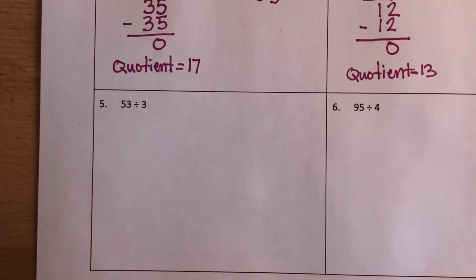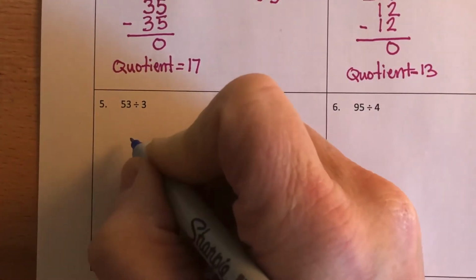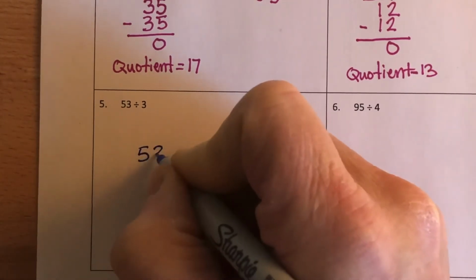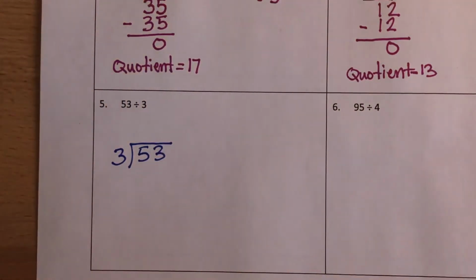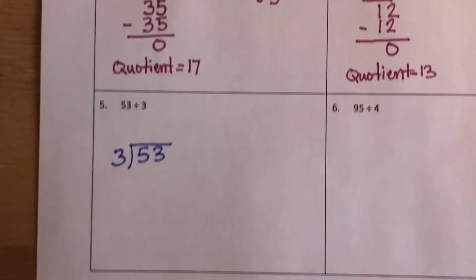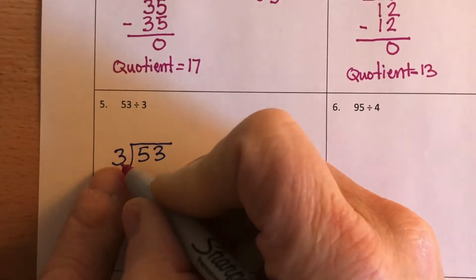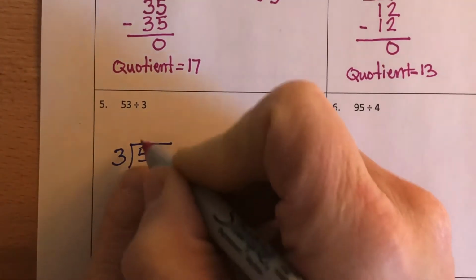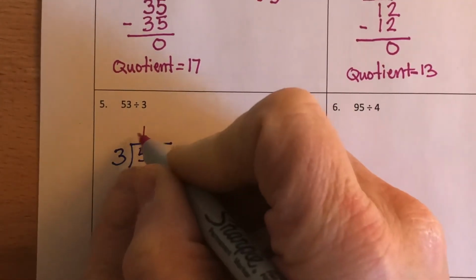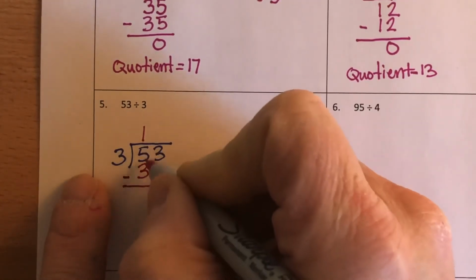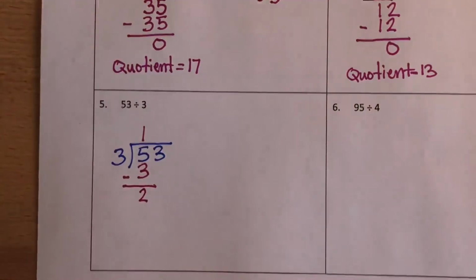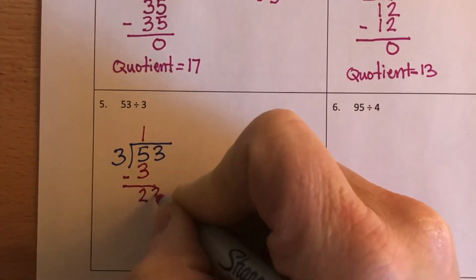53 divided by 3. Okay. So 53 divided by 3. Great. All right, here we go. 3 fits into 5. 1 time. 1 times 3 is 3. Subtract, I get 2. Okay, 2 is smaller than 3, so I'm good. Now I bring down my 3 here.